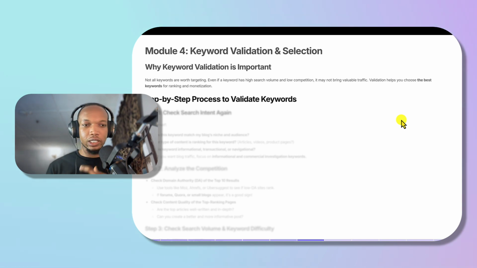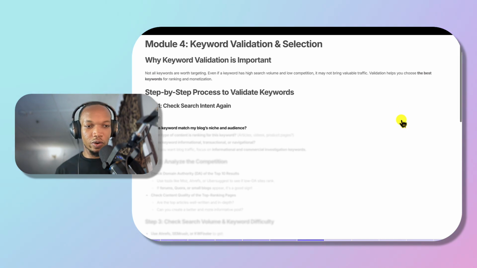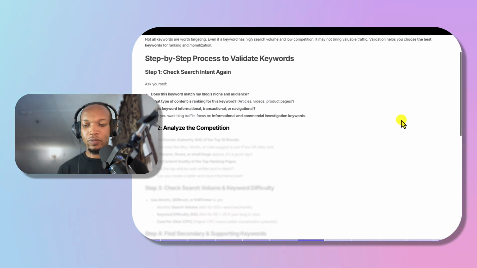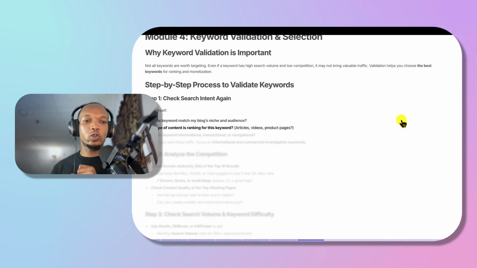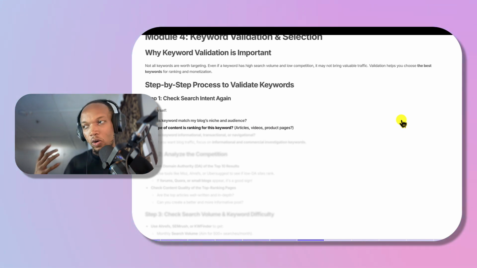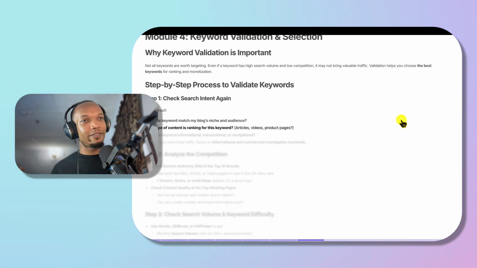Now, the step by step process. The first one is to check the search intent again, right? You want to ask yourself these few questions. Number one, does this particular keyword match the blog niche and audience? Number two, what type of content is ranking for this keyword? Are they article content? Are they video content? Are they product pages? Because they may be looking for the best iPhone price in Nigeria. Are there articles ranking for it, or a phone review, or videos or text? So these are the things you want to check.